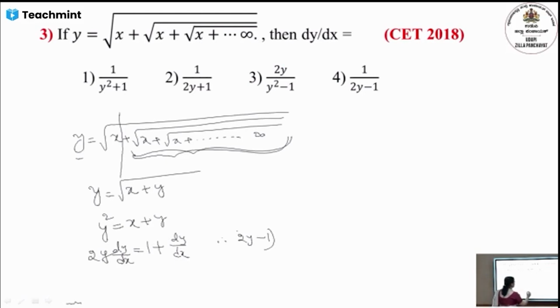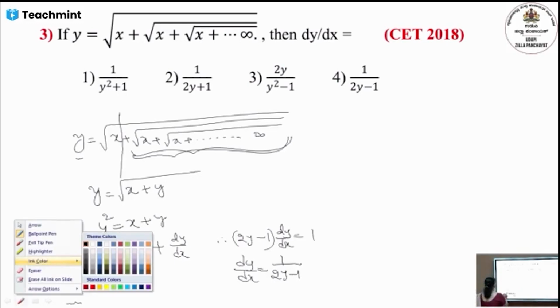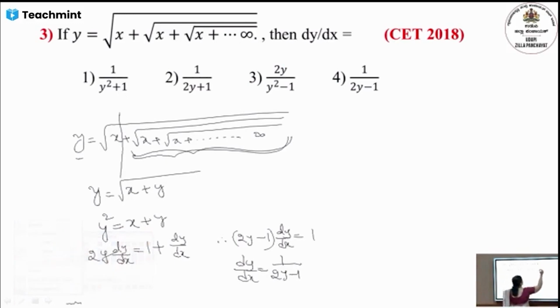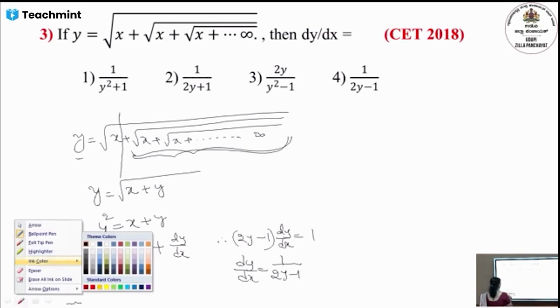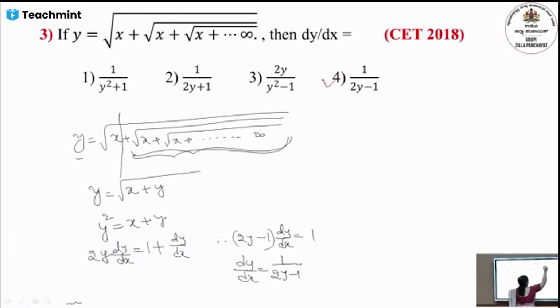So therefore, 2y minus 1. Bring this dy by dx to the left. You want to get an expression for dy by dx, so put all terms containing dy by dx on one side, remaining terms on the other. What you get is dy by dx is 1 by 2y minus 1, and that is the fourth option. I hope I am clear.